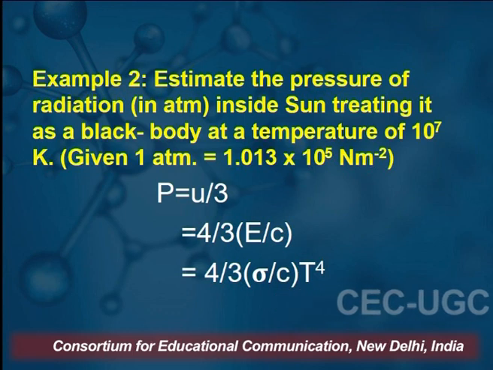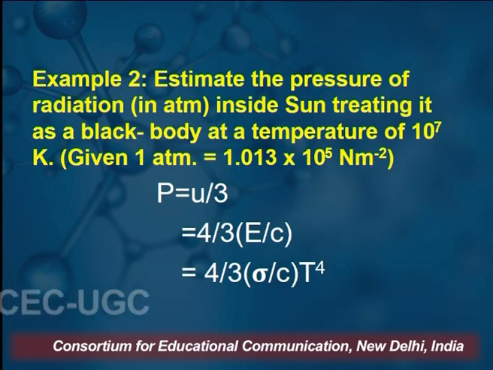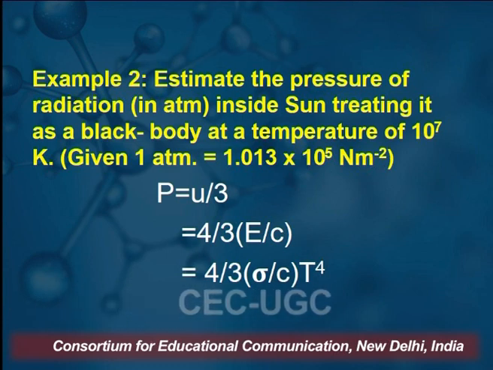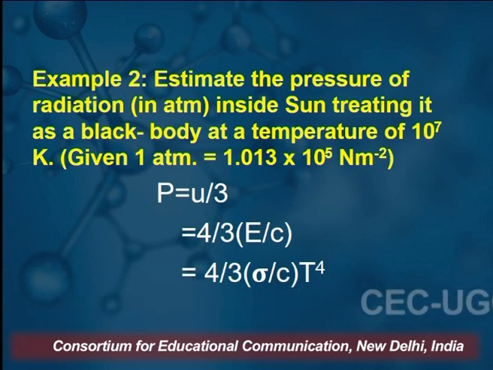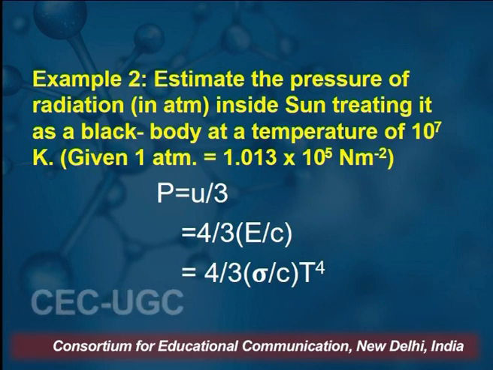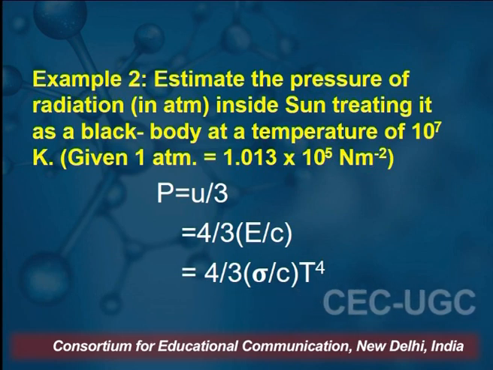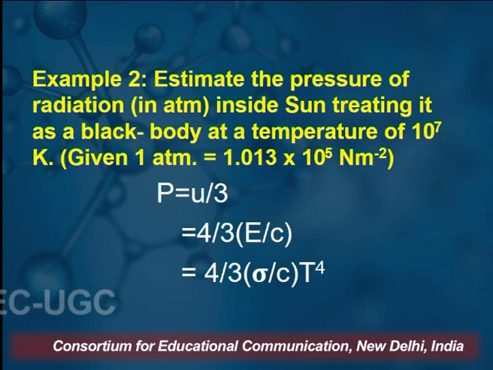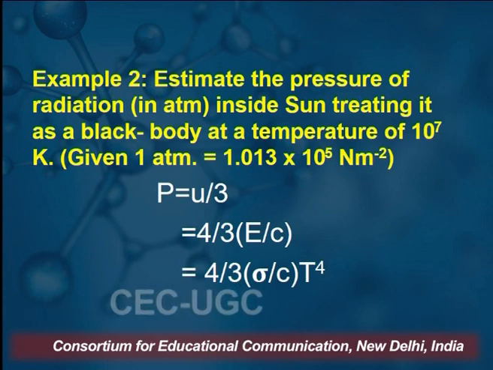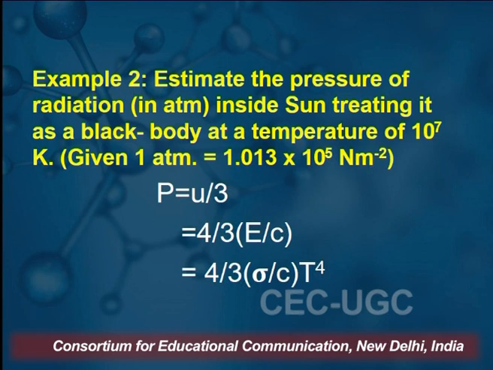For diffuse radiation, we have pressure is equal to U by 3. So, we have now 4 by 3 E by C, because E is UC by 4. E is what? According to Stefan's law, sigma T4. So, we have now the pressure is equal to 4 by 3 into sigma by C into T raised to the power 4.